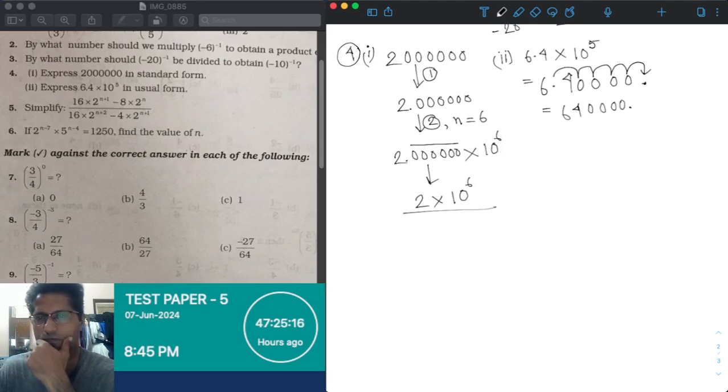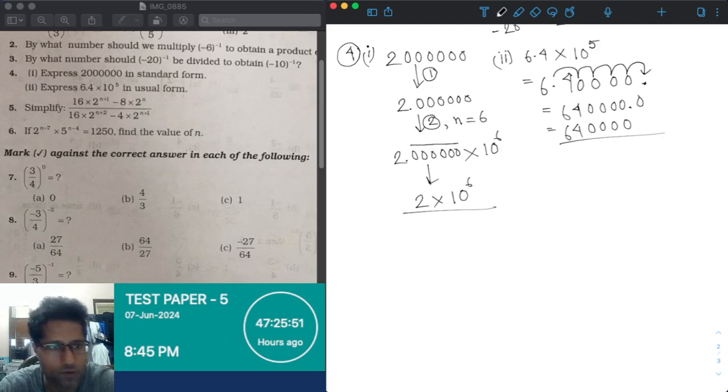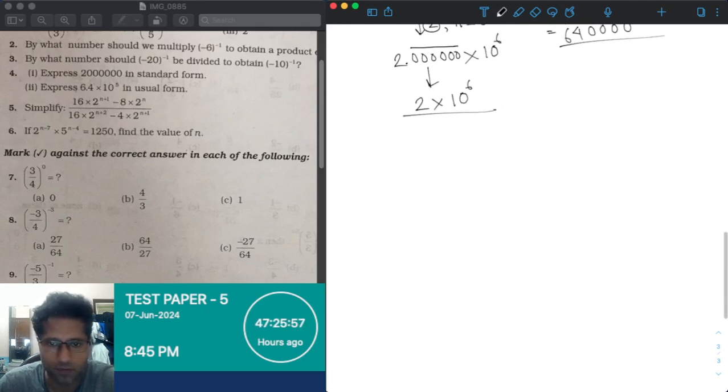Now if you have nothing after the decimal point, it is assumed that there is a 0. If the only digit after the decimal point is 0, you can ignore that. So the number in usual form becomes 640000. This is the number in the usual form. Okay, this was part 2. 4 is done. Question number 5.